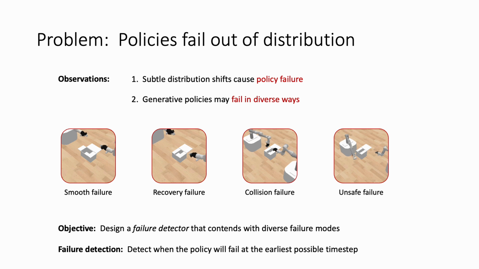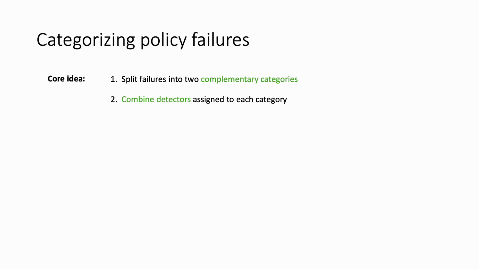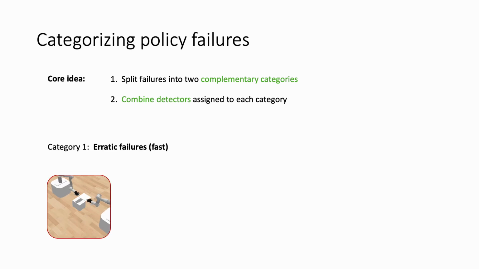Our core idea is that we can split the failure detection task into 2 complementary categories of failure, each of which is assigned to a specialized detector. Then, we can combine these specialized detectors to form a performant overall runtime monitor. The first failure category is erratic failures, cases where the policy exhibits temporally inconsistent behavior, which may cause the robot to bump into objects or end up in undesired states. In this work, we propose an efficient temporal consistency detector to catch erratic failures fast.